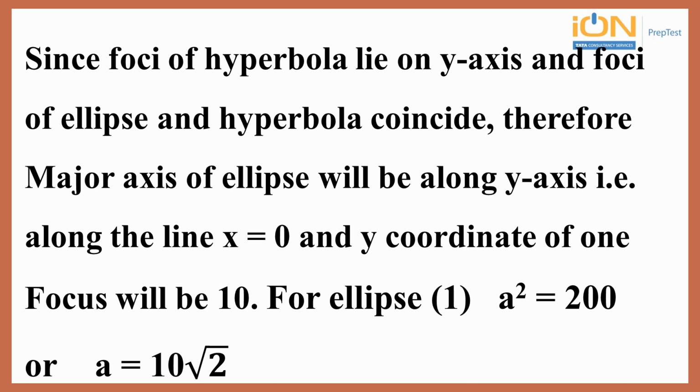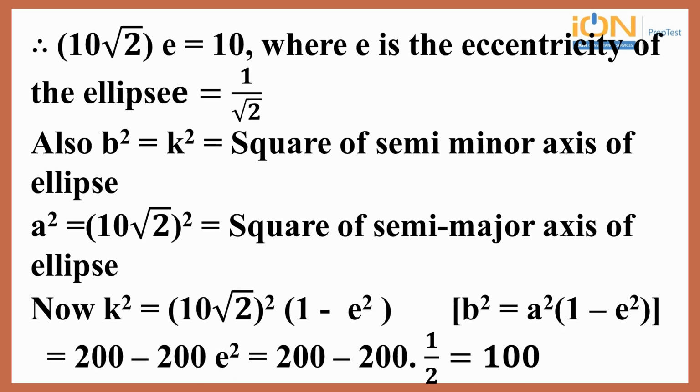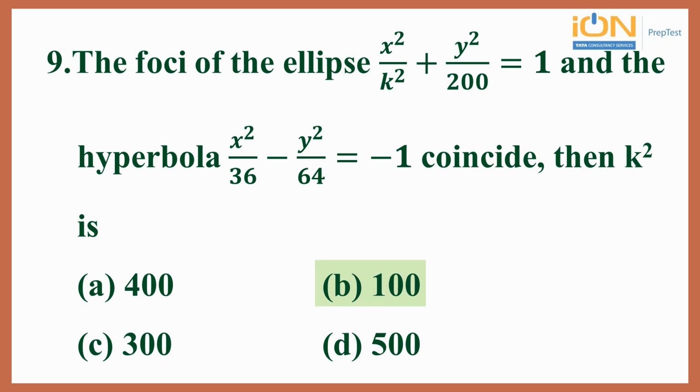So for the ellipse, a² is 200, therefore 10√2 into e is equal to 10, where e is the eccentricity of the ellipse, and that's equal to 1/√2. Also b² is equal to k², the square of the semi-minor axis of the ellipse, and a² is (10√2)², the square of the semi-major axis. Now k² = a²(1 − e²) = 200 − 200e², which is equal to 200 − 200 × 1/2 = 100. Therefore the right option is 100.